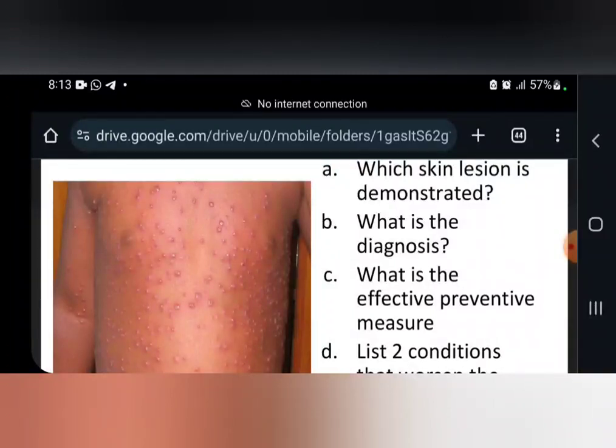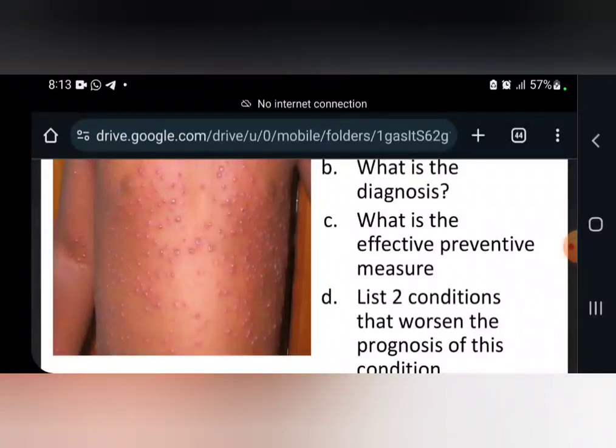And now, the peculiar characteristic of chickenpox is an umbilicated raised lesion. As you can see, you have an umbilicated raised lesion, meaning what? The lesion is raised, and then at the center it has a depression. It is peculiar for chickenpox. Every time you see an umbilicated raised lesion, think of chickenpox.